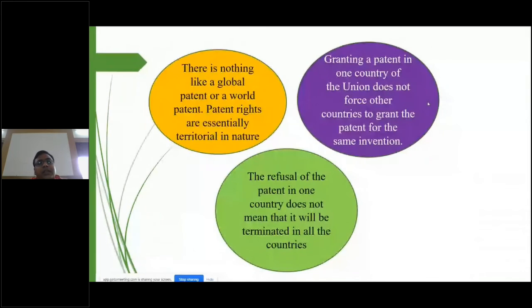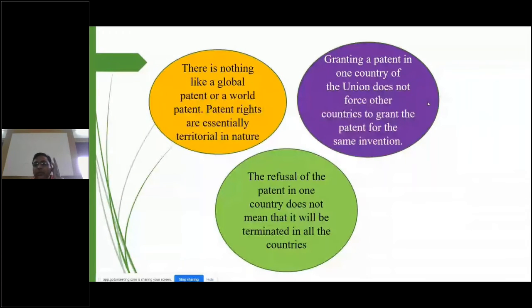So there is nothing like a global patent or world patent. Means you have to file in each and every country. If I want a patent in Australia, I have to go for the Australian patent, then the US patent, then the Chicago patent, the Indian patent. The patent rights are essentially territorial in nature.